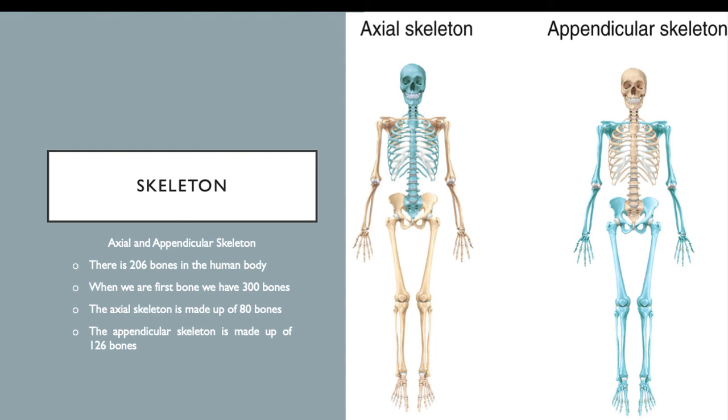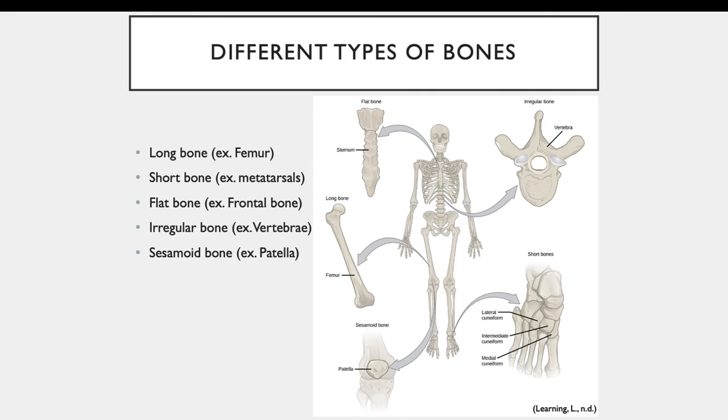Now, when we are first born, however, we have 300 bones, which over time fuse together as we grow. Like in your skull, we have different parts where our bones have fused together. Now, the axial skeleton is made up of 80 bones, and the appendicular skeleton is made up of approximately 126, accounting for the 206 bones in your body.